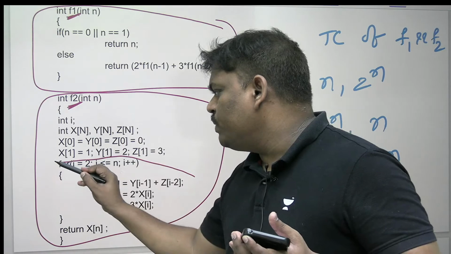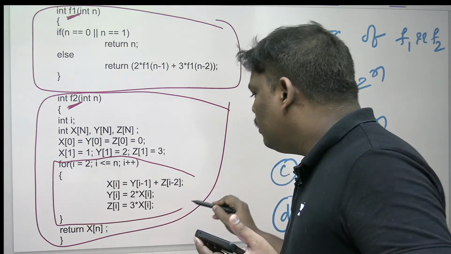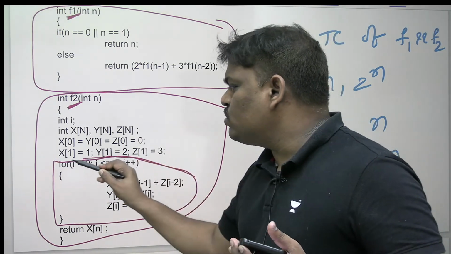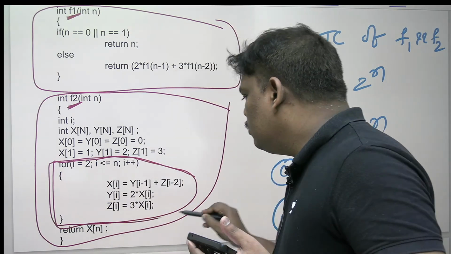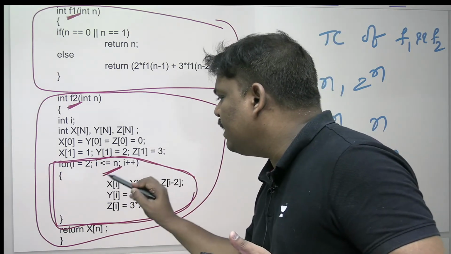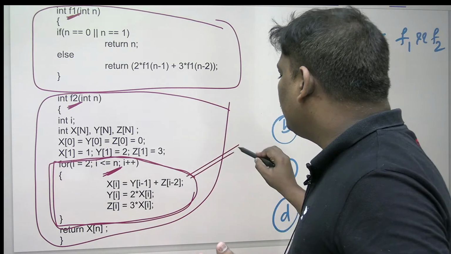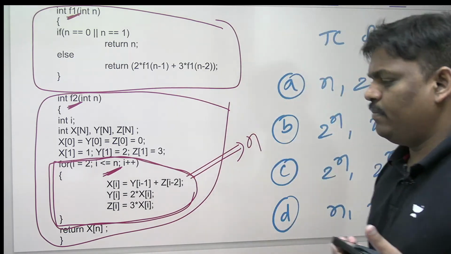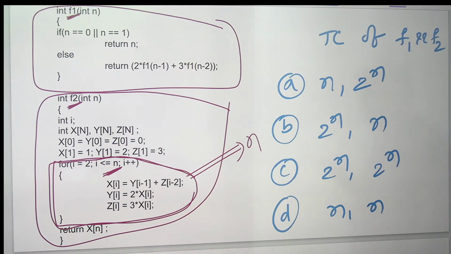Can you help me now? This loop is how many times? Time complexity means loops only. This loop is n times. So the second function time complexity is n. In the F2 function, the loop is repeating n times.